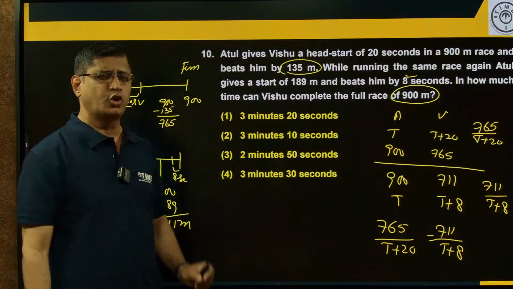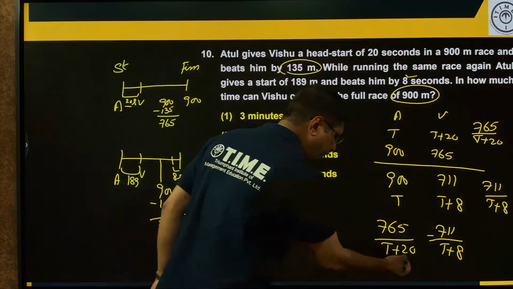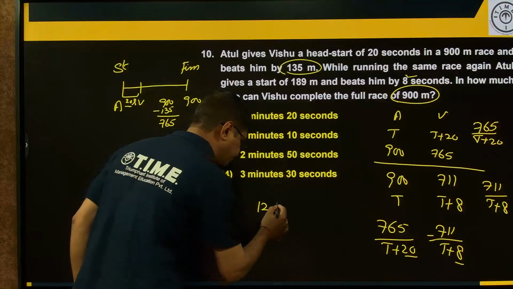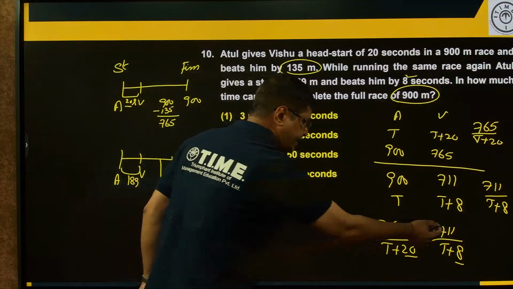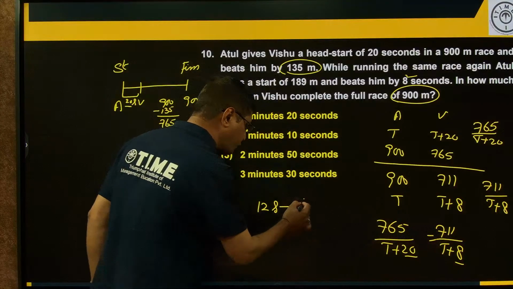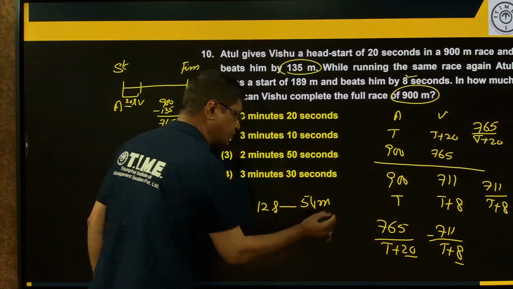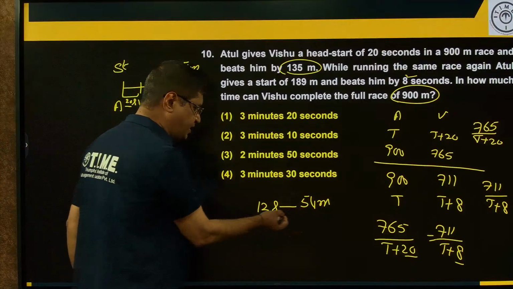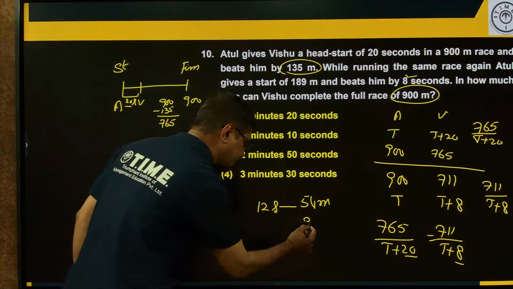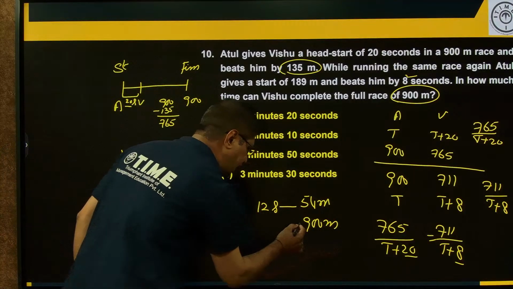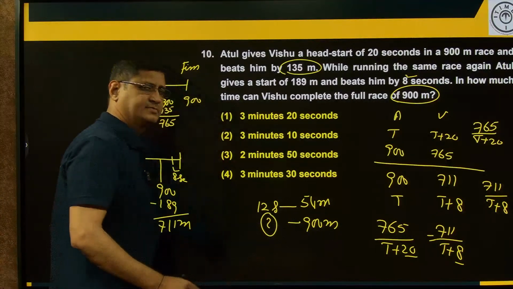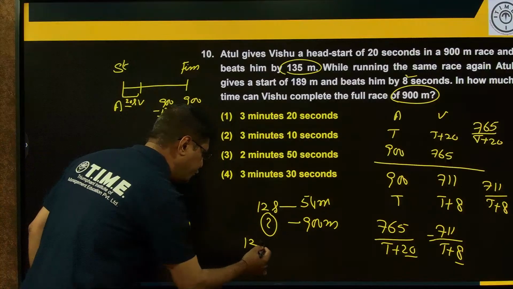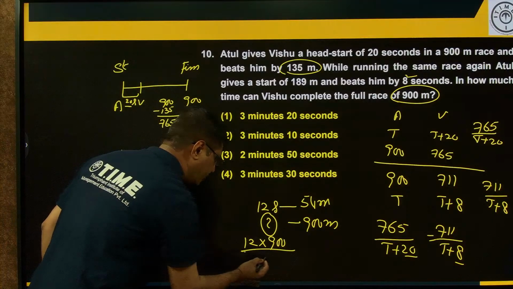What is the second approach? Logically, just look here. He took how much extra time? 12 seconds extra. In 12 seconds, how much more distance did he cover? 54 meters more. To cover 54 meters, he took 12 seconds. Now in order to cover 900 meters, how many seconds will Vishnu take? So 12 into 900 by 54.